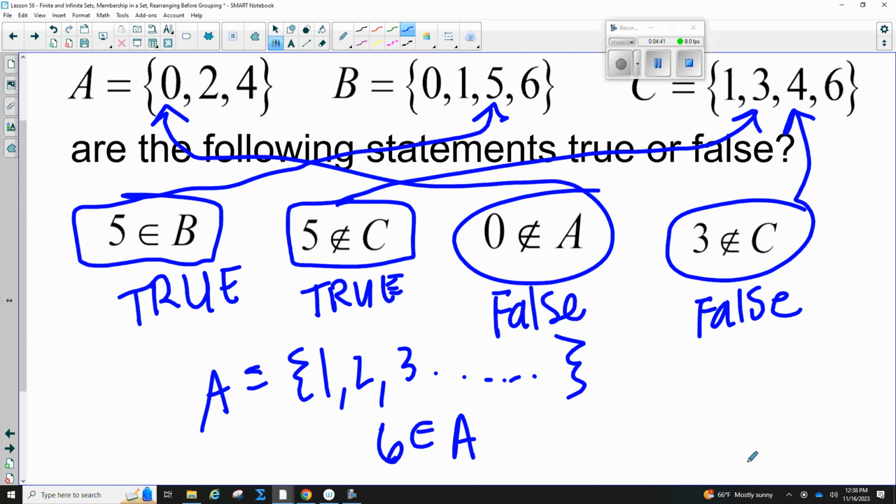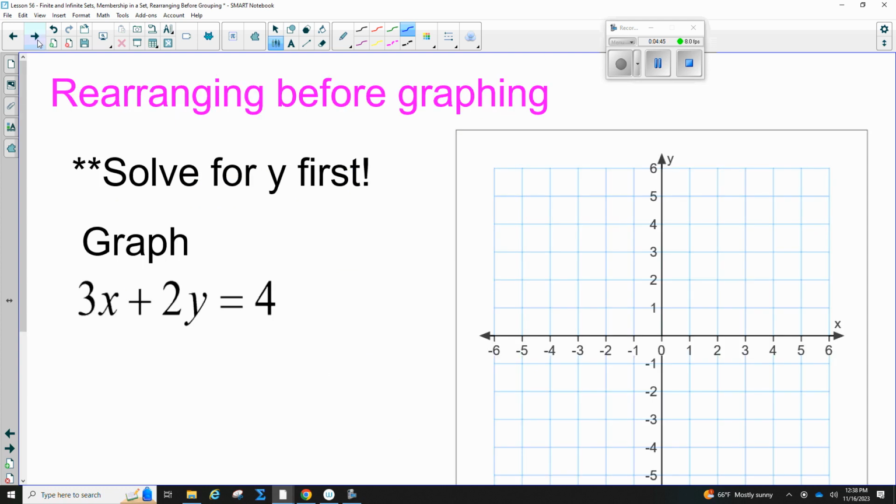That's it. All right. Rearrange before graphing. Go ahead and write this down: 3x plus 2y equals 4. So in order to graph, we have to be in slope-intercept form. We need y by itself, all right? So I want my equation to always look like this. It's even helpful to put the x term first and the constant second, okay?